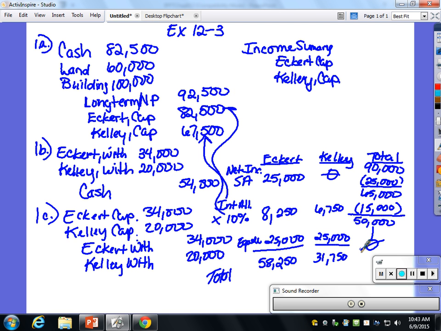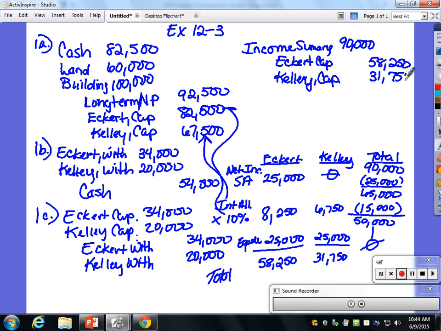Now, at this point, we have to find out what their ending capital balances are, because for the sake of this journal entry, we're fine. Right? Where did you get the 25,000 on the bottom? The 50,000 left over from the interest allowance, the 15,000 subtracted from the 65,000, and they have to split the remaining equally. So up here, back in this journal entry, 90,000, Eckert's capital, 58,250. That's where you put that. And then Kelly's capital, 31,700 that we're closing out. This is how we're allocating this income summary or net income.